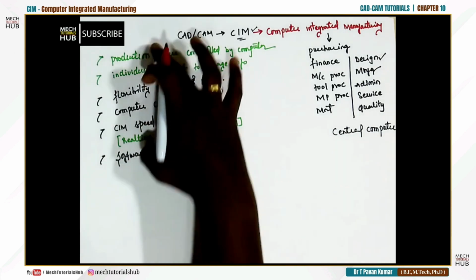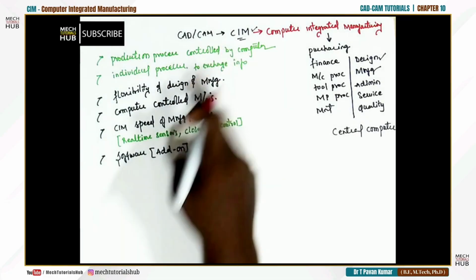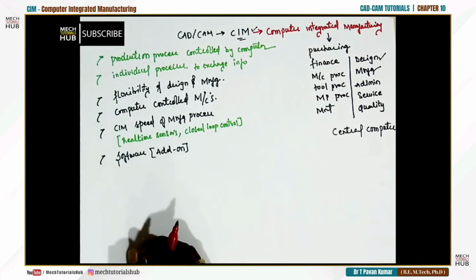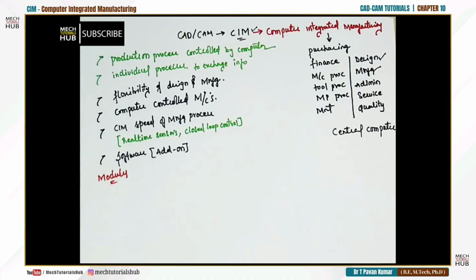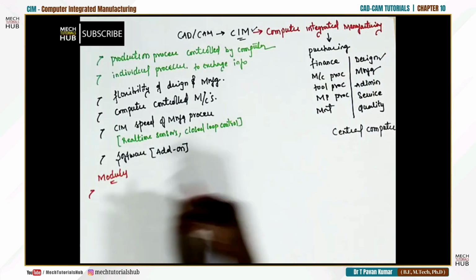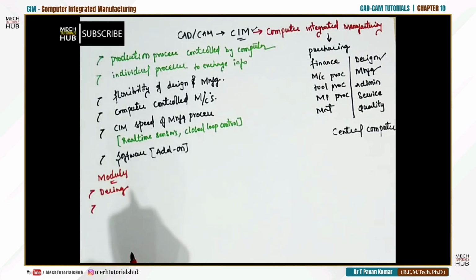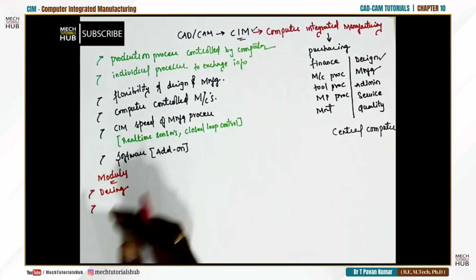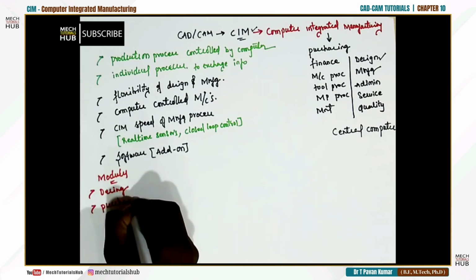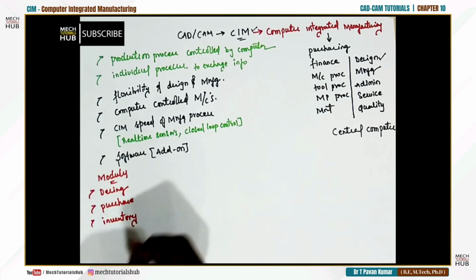Other than these are the points related to the CIM system. Simple definition followed by why we are using it, what is the advantage of using it. Now this particular CIM system includes a few modules. What are the modules? Here the modules are design, purchasing, inventory. In a similar fashion, each and every department or operation related to that particular process is fed to the CIM system. Design, purchasing, inventory control can also be done by using the CIM system.